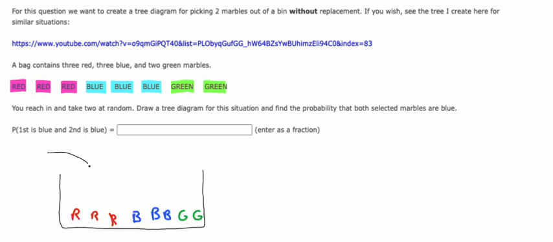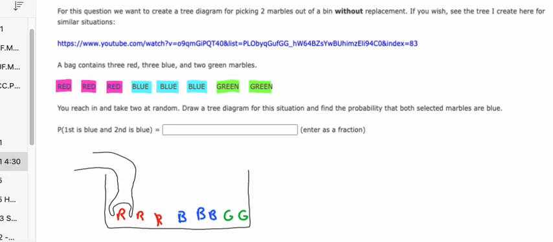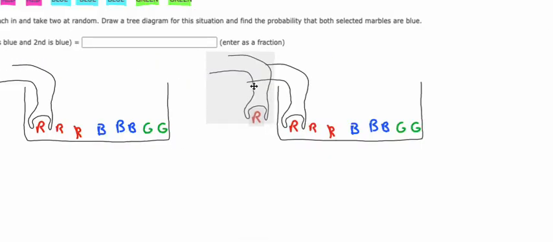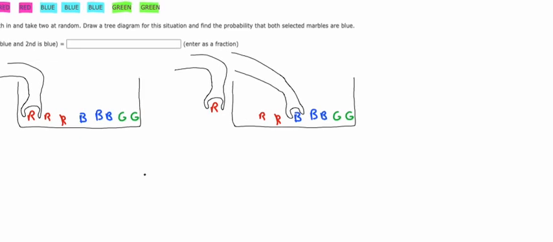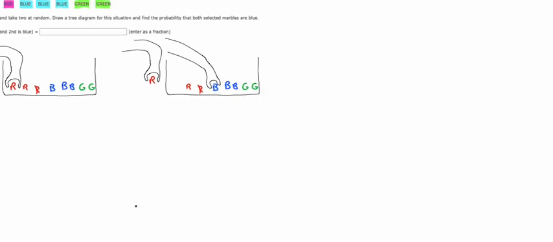A person is going to reach into the bin, grabbing one of the marbles, and then removing it so that it can't be selected again. And now the person is going to reach in yet again and take another choice. Okay, so if we were to draw a tree for this situation, it would be a pretty big tree.